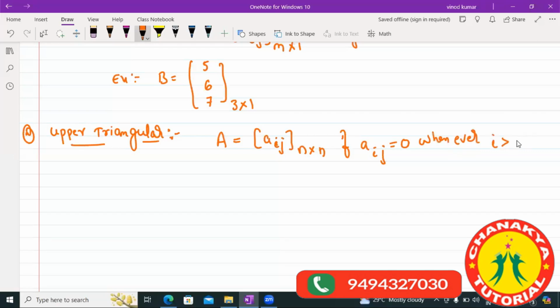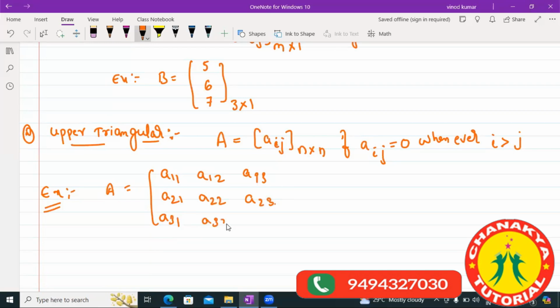Whenever i is greater than j. What does i greater than j mean? A11, A12, A13, A21, A22, A23, A31, A32, A33. For example, we are taking a square matrix 3 by 3. It has 3 rows and 3 columns. Now Aij values are 0 when i is greater than j. So A21, 2 is greater than 1; A31, 3 is greater than 1; A32, 3 is greater than 2. So these values are zeros.